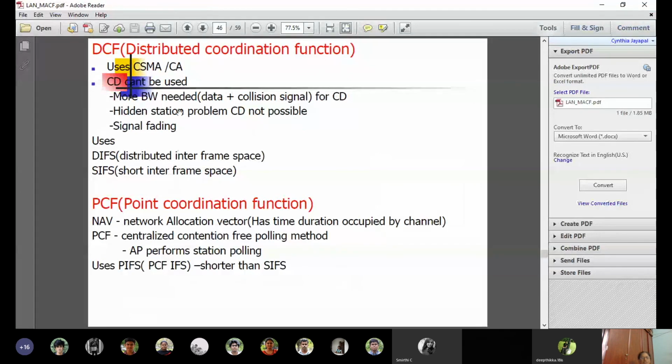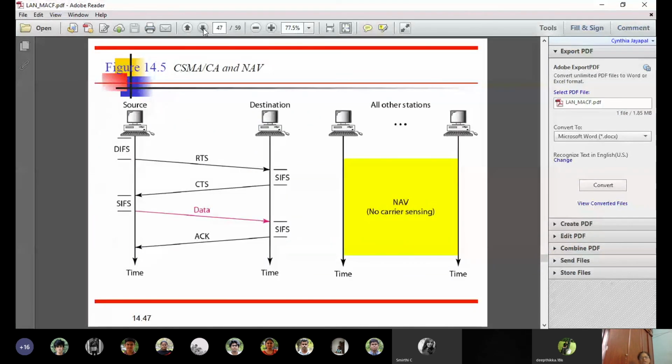So here, I told you when a station has anything to transmit, it should wait for some random amount of time. That time we call DIFS and SIFS: short interframe space and distributed interframe space. This is a short time, and this is a long time. These are the time periods for which it has to wait. As I said, the network allocation vector will have all the information: sender address, receiver address, and how long the transmission will go on.